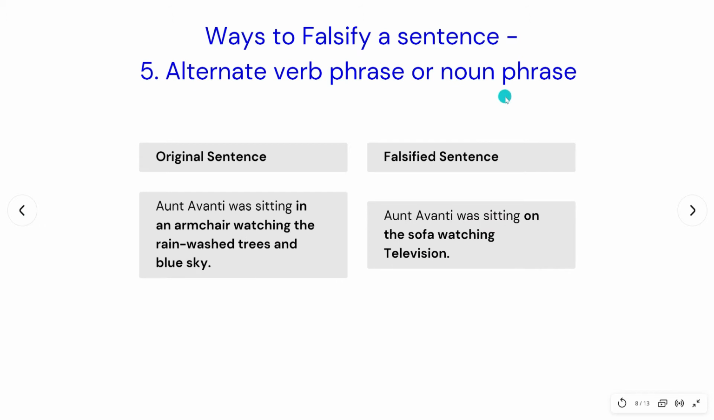The fifth way is to replace the original verb phrase or noun phrase with an alternate one. Let's see the sentence here: "Aunt Avanti was sitting in an armchair watching the rain-washed trees and blue sky." Here you are identifying a verb phrase or noun phrase and completely replacing it with a new one: "Aunt Avanti was sitting on the sofa watching television." So here the falsified sentence is generated by completely changing the verb phrase or noun phrase.